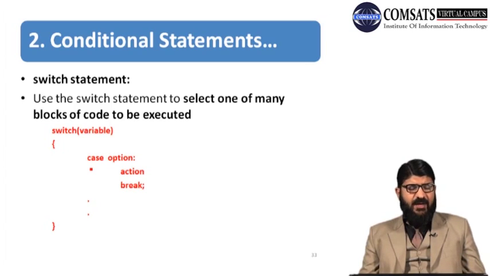Use the switch statement when you want to select one block of code out of many blocks. The writing syntax for the switch statement is you write the keyword switch, and in brackets you mention the variable, and then you write case options, and you write the particular action that you want to execute, and then you break for that particular condition.